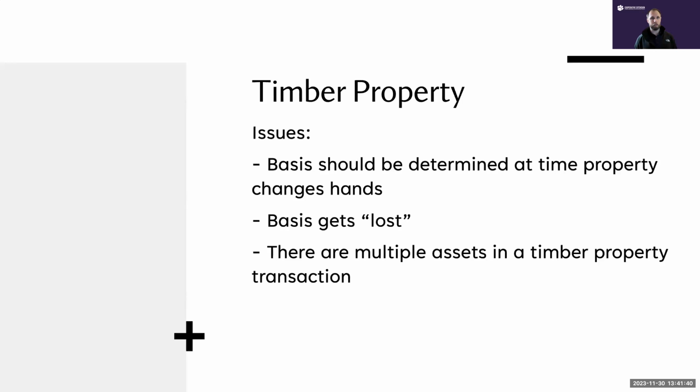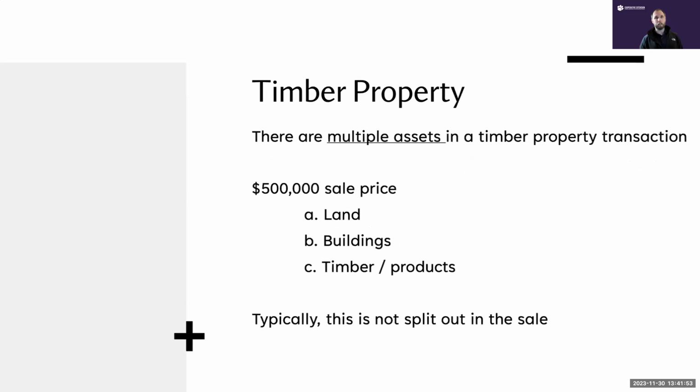And the other issue, which Kurt touched on a little bit, is that in a timber property transaction, we're not just transferring one asset, but we know there are at least 2 assets that we are transferring, which would be the land and the timber itself. So there's a little bit of homework that we have to do from that standpoint. So there are multiple assets in that timber property transaction.